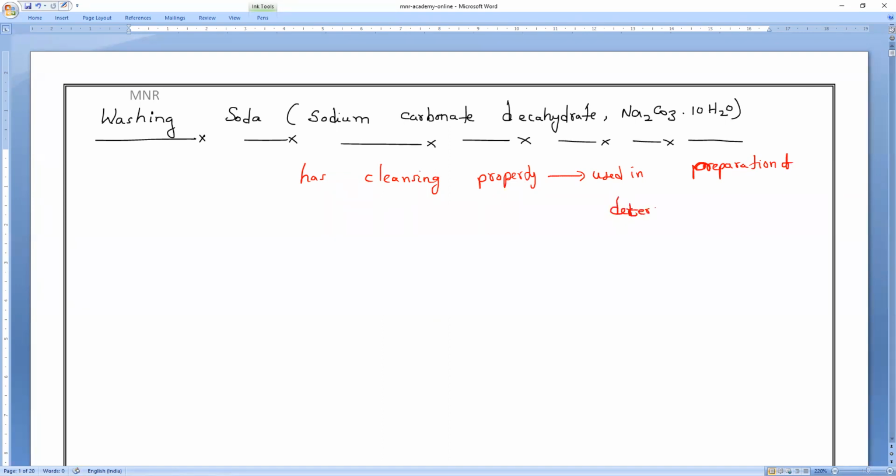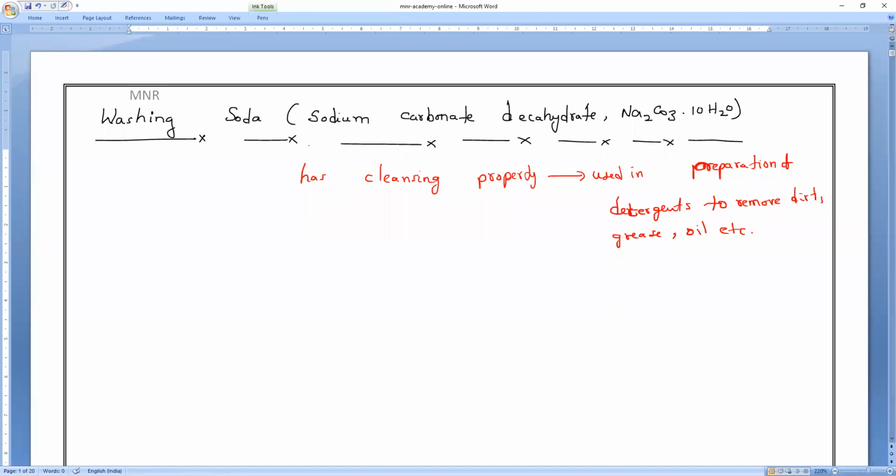What is the use of detergents? Anybody? Whatever detergents you are using, for what purpose? To remove what? Yeah, to remove stains. Yeah, to remove dirt, grease, oil, etc. So if you see here, this is also obtained from a raw material, sodium chloride only.